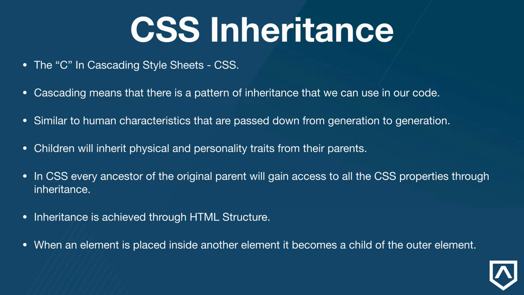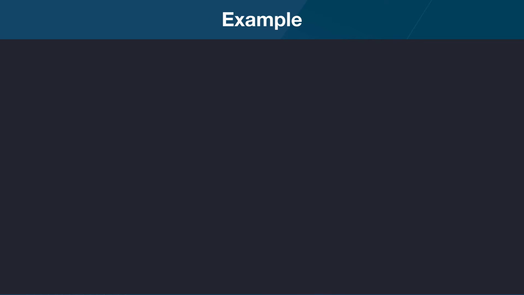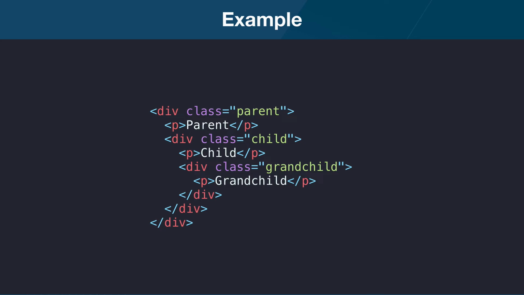And when an element is placed inside another element, it becomes a child of that outer element. And of course, nesting HTML creates a bond, so to speak, between parent and child. There is a built-in mechanism of inheritance between parent and child. So when you nest an HTML element inside another one, that inner element will get some of those styles. An example of this is we could have a div whose class is parent, which wraps a p tag and a div whose class is child, and a p tag, div, class of grandchild, and so on and so forth. We could get this whole inheritance pattern here.